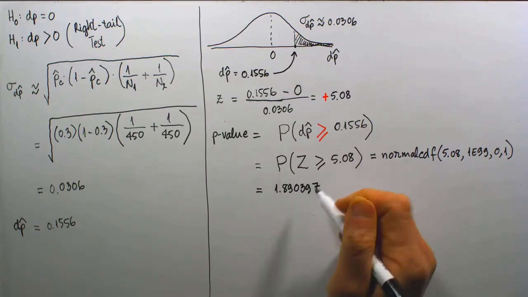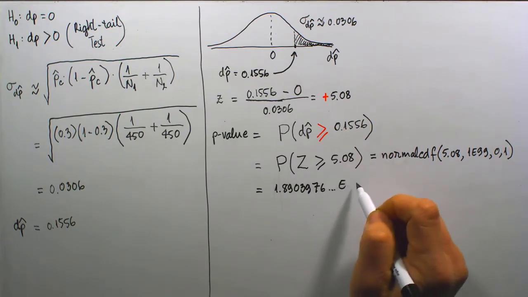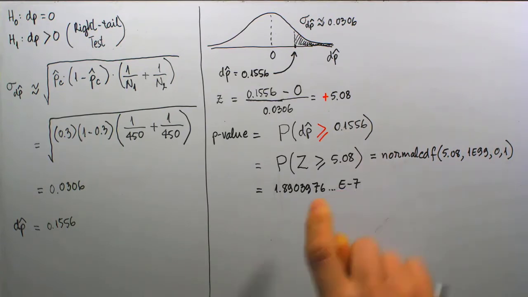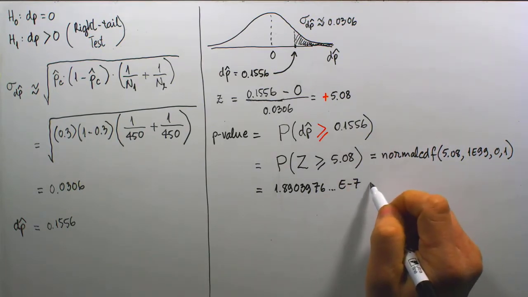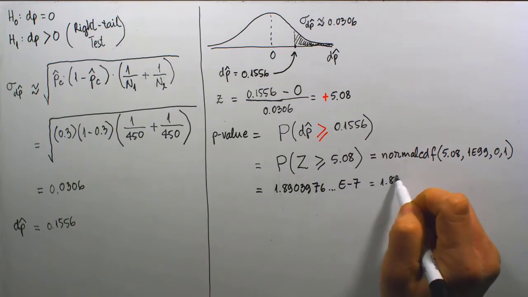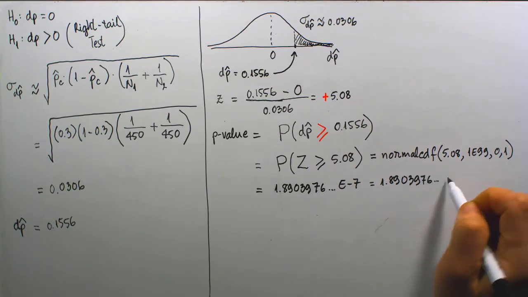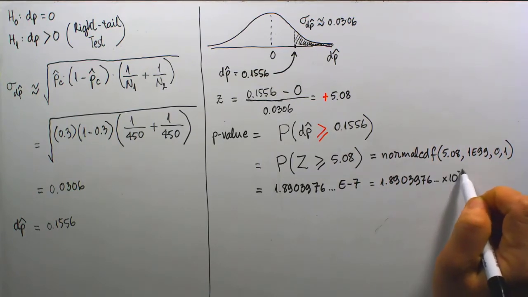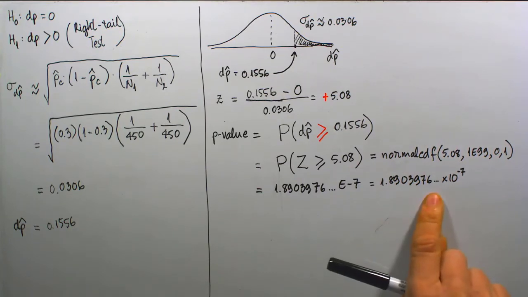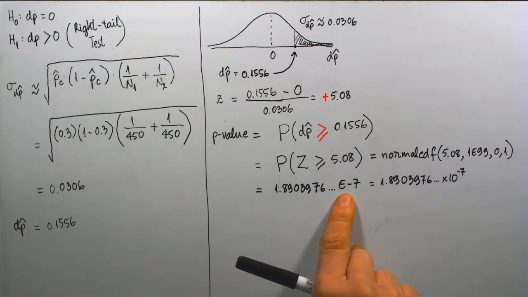1.8903976 and a lot longer, but with the E minus 7. So this is just the way the calculator is expressing it, but what it means here is a value in scientific notation of about 1.8903976 times 10 to the negative 7. So that's what it really means for us in scientific notation. And this is the E notation here, just the way the calculator is indicating it.